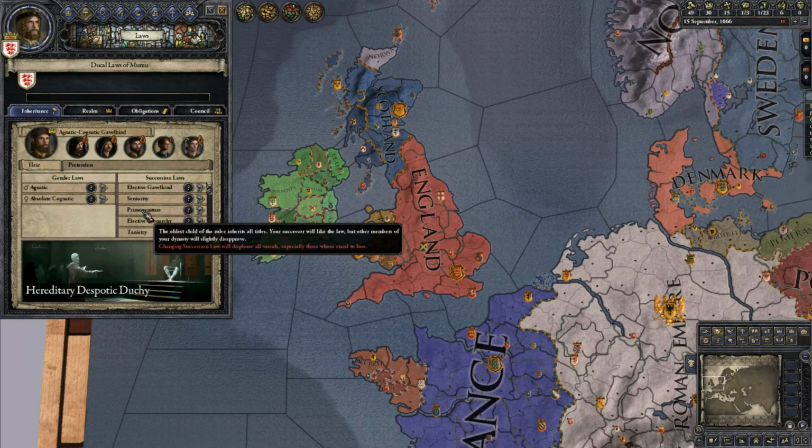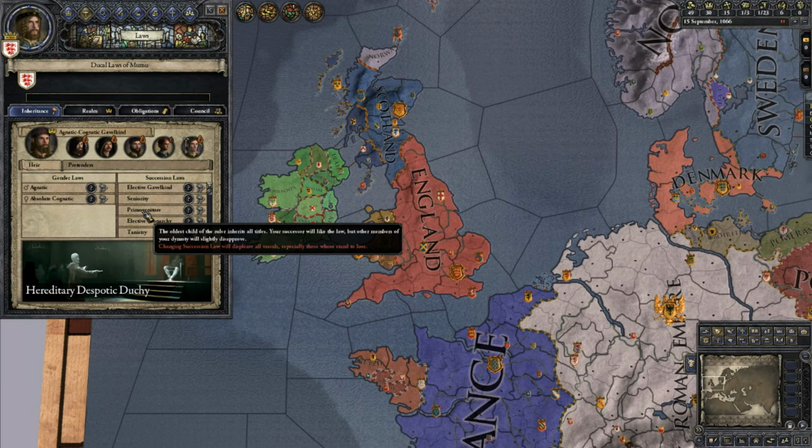Then you get to primogeniture. The oldest child of the ruler inherits all titles. Your successor will like the law, but all other members of your dynasty will slightly disapprove. This is where you want to go. One way or another, you want to get to primogeniture.